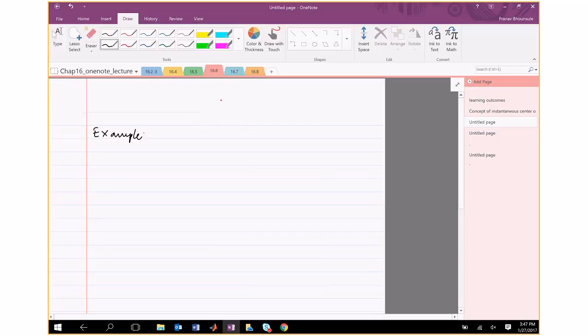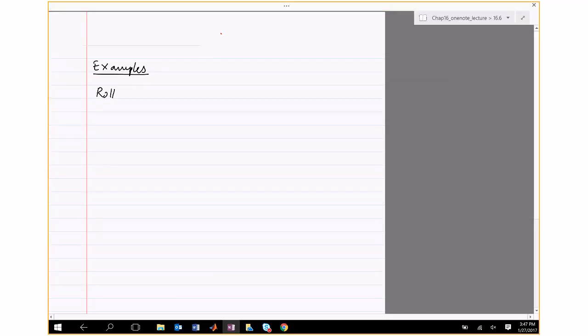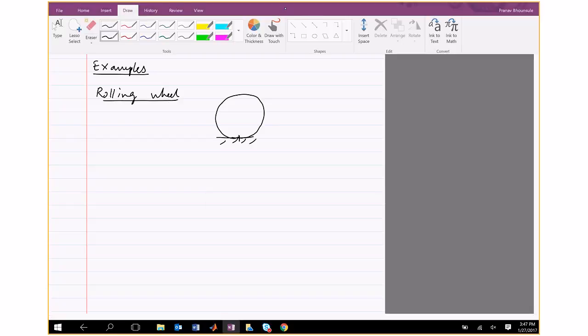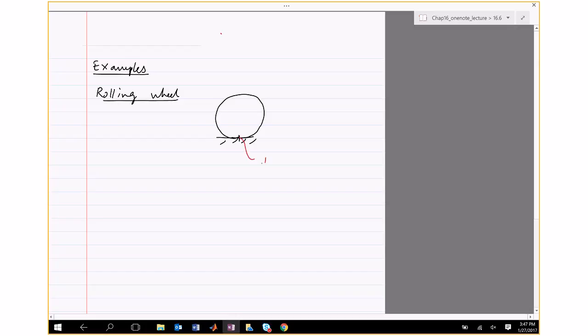Examples: rolling wheel. Okay, a rolling wheel has the property that one point which contacts the ground has a velocity of exactly 0, right? So if you draw lines like this, you can find the velocity of different points on the body.